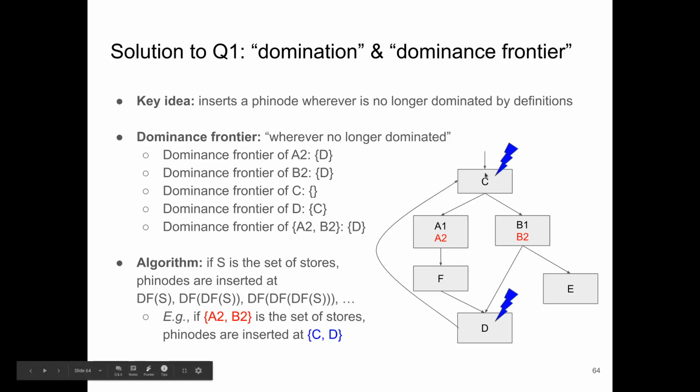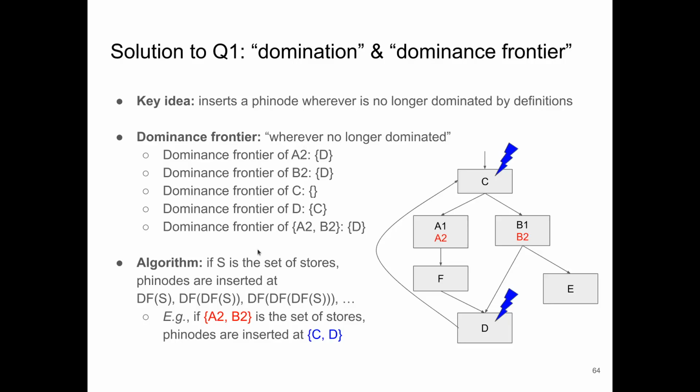The dominance frontier of C is the empty set because everywhere is dominated by C, so there is no such frontier of domination. The dominance frontier of D is C because there is an edge from D to C, and C is not dominated by D. D is itself, so it can never be a frontier of domination, but C is just becoming undominated by D. So that's the reason why C is at the dominance frontier of D.